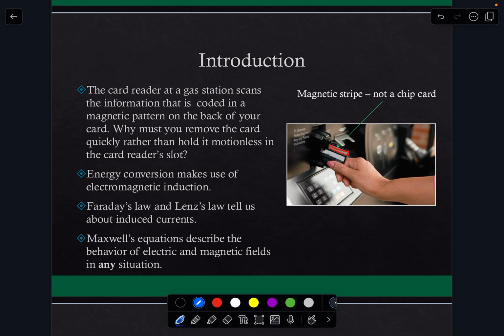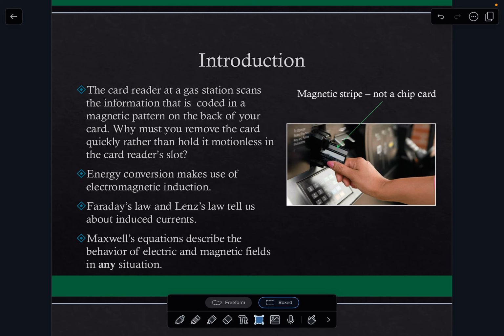So let me motivate this topic for you. Electromagnetic induction. Where does it come into play? How does it involve us in our everyday life? Well, one of many important applications of electromagnetic induction is how we used to transmit information from a credit card to a machine that you're using, to pay for things. Although, a lot of people probably still do swipe their cards.